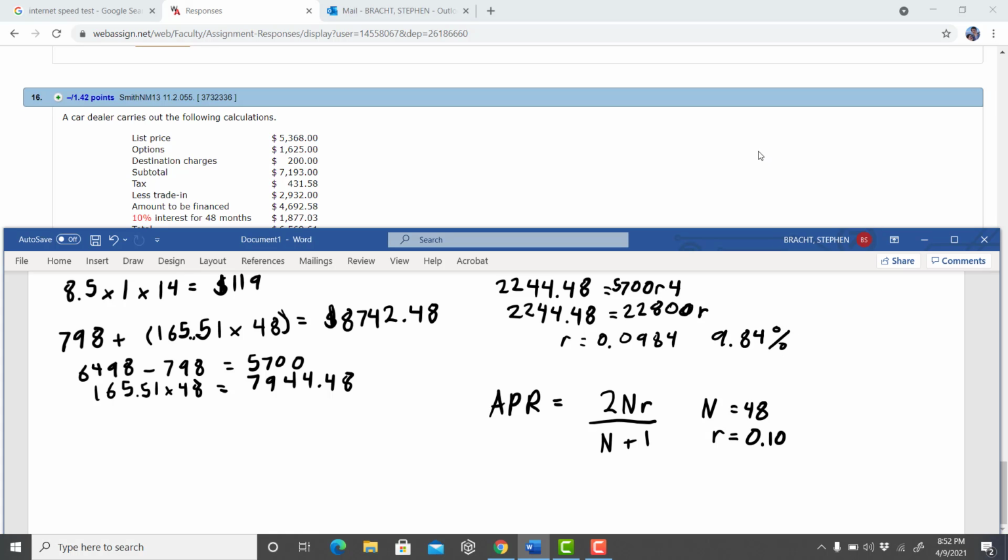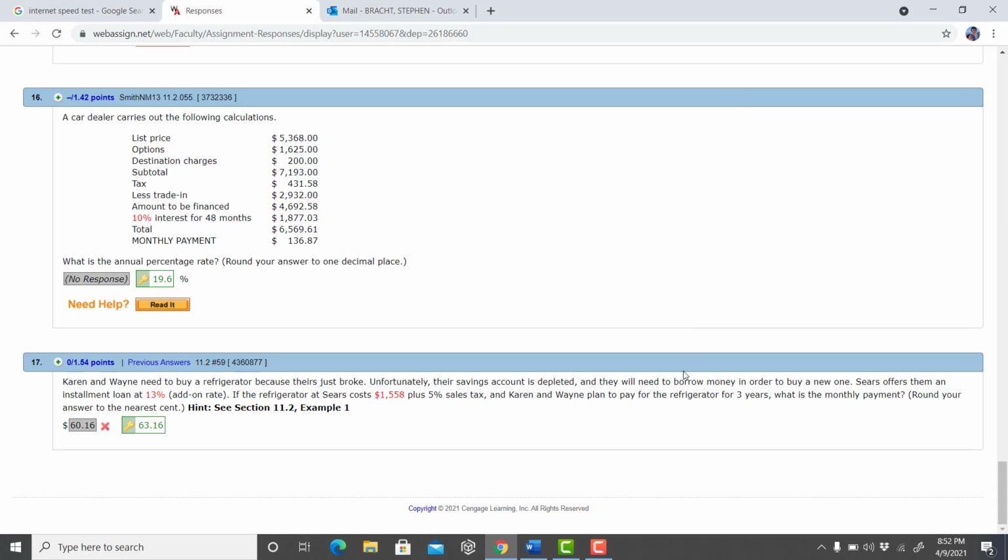What was the last one you asked about? Was 17. Karen and Wayne need to buy a refrigerator because theirs just broke. Unfortunately, their savings account is depleted and they will need to borrow money in order to buy a new one. Sears offers them an installment loan at 13% add-on rate. If the refrigerator at Sears costs $1,558 plus 5% sales tax, and Karen and Wayne plan to pay for the refrigerator for 3 years, what is the monthly payment? Okay.